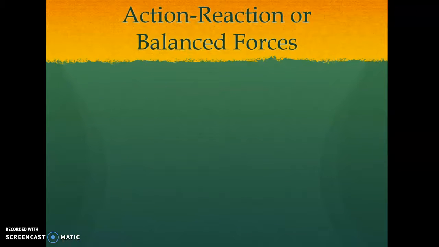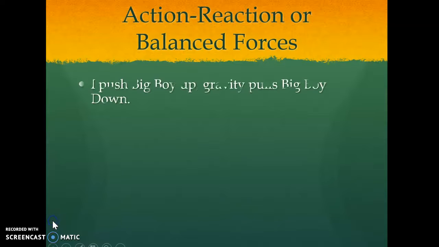Okay, here's some examples. These will be similar to test questions, so put these examples down in your notes. I push big boy up, gravity pulls big boy down. So the question is, these are equal and opposite forces. Are they action-reaction forces or are they balanced forces?